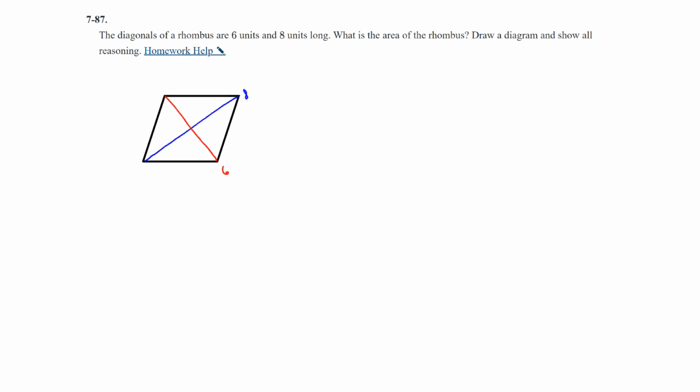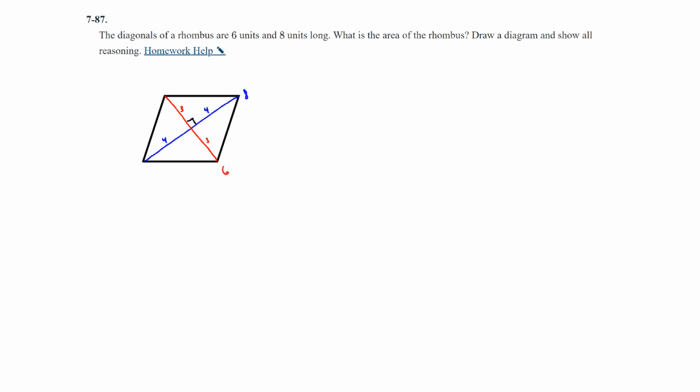And let's just kind of get started here and see what we can do. So remember the diagonals of a rhombus bisect each other, so that means that this length here would actually be 4, and this would be 4. And then on the 6, we have 3 and 3. Also, they are perpendicular bisectors, so they do form right angles. So all of those triangles in there are right angles that have lengths of 3 and 4.